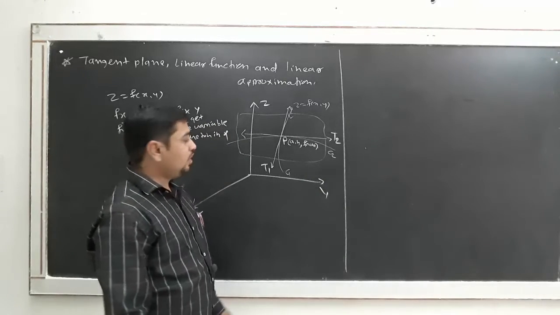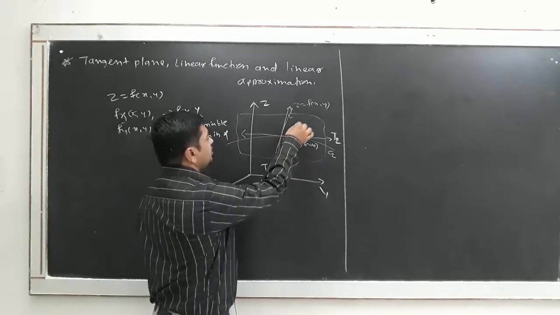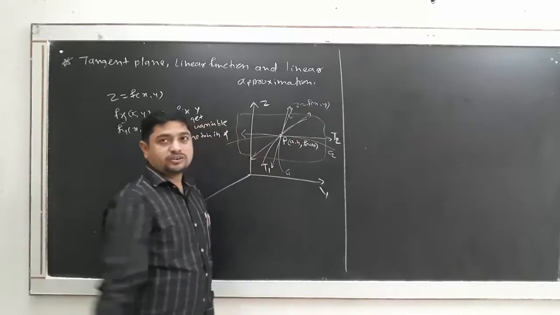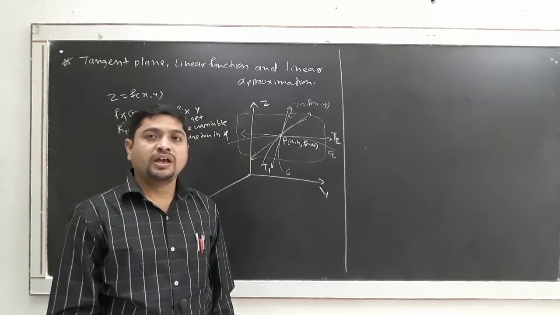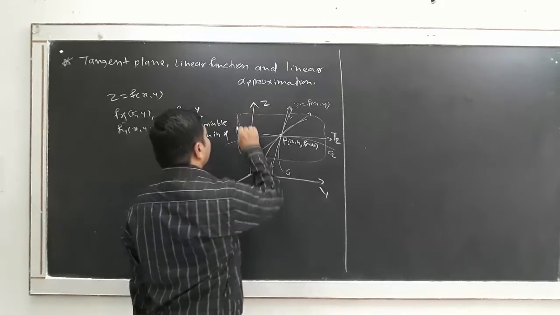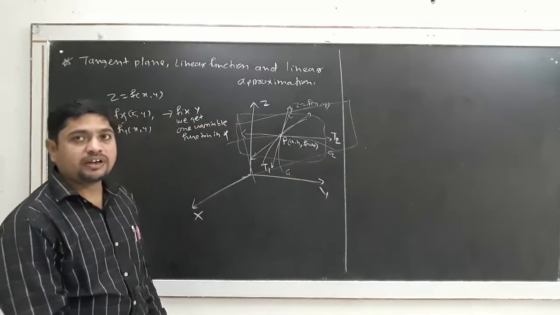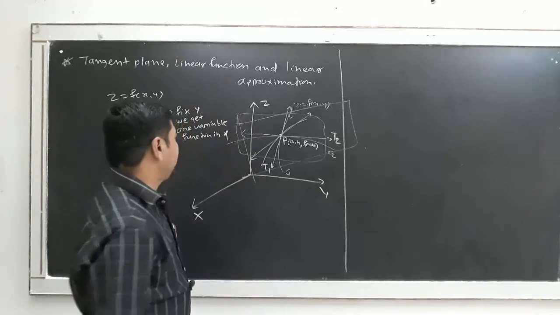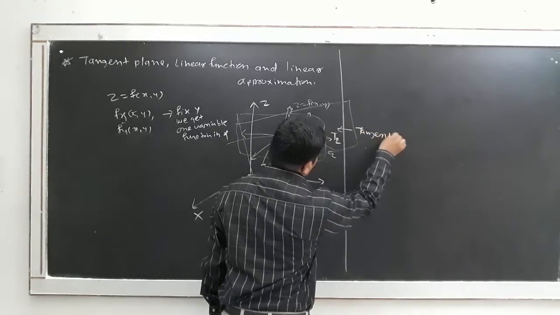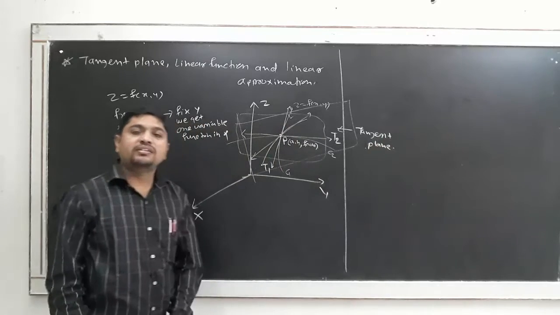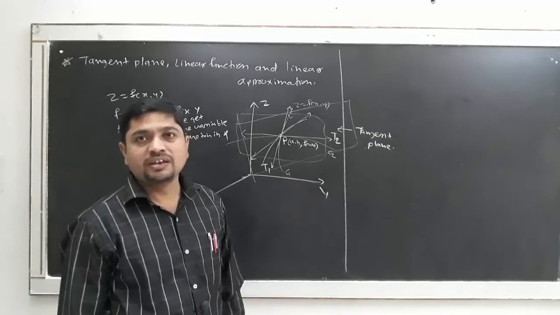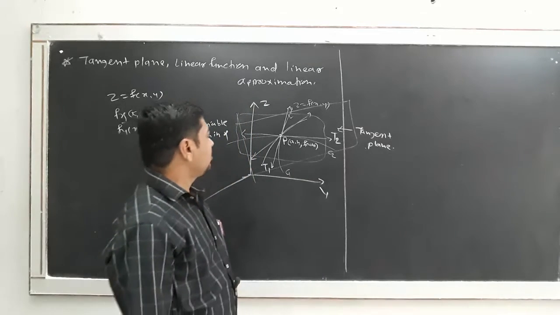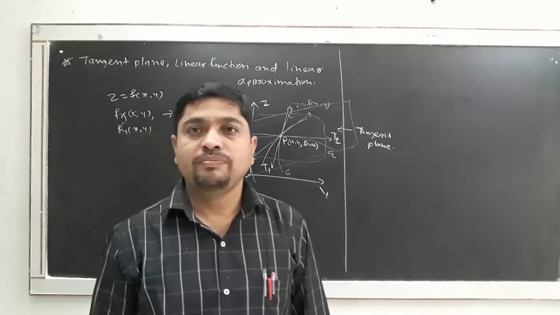So what if we take any curve passing through this point P, and we get the tangent to this curve also. All these tangents lie in one plane, and this plane is called the tangent plane. So the tangent plane, near the point (a, b) on the surface at the point P, is the plane which contains all the tangents to the curves passing through the point P.